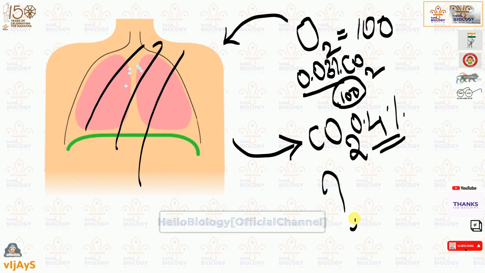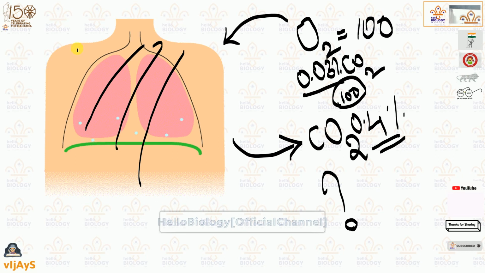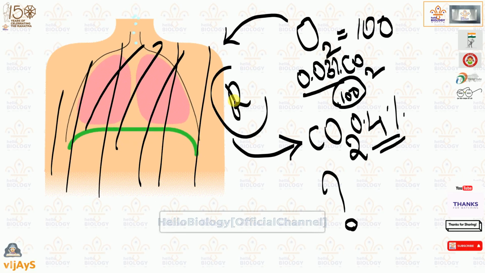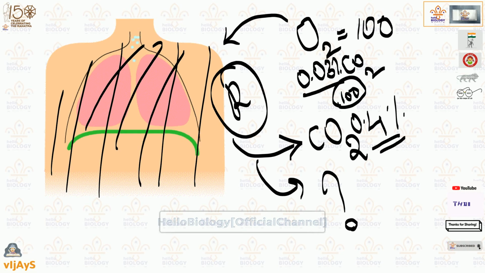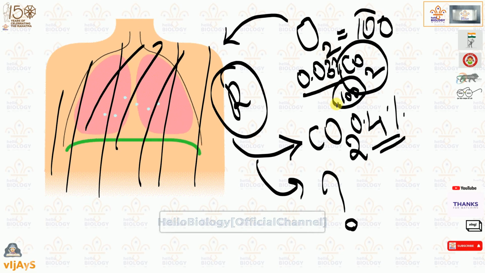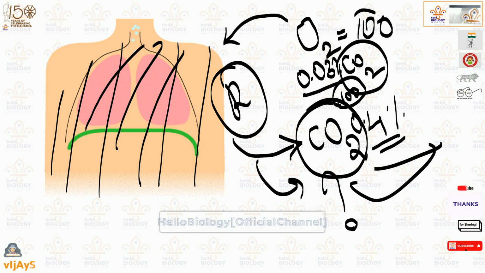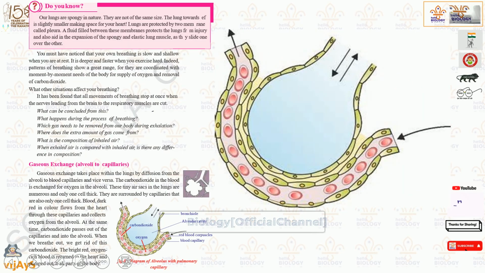So how does this extra carbon dioxide come? It is because the respiration process in our body produces excess carbon dioxide. So the outside carbon dioxide and the inside already-produced carbon dioxide increase the percentage. Understood? And this is about the third question. Fourth question: what is the composition of inhaled air?